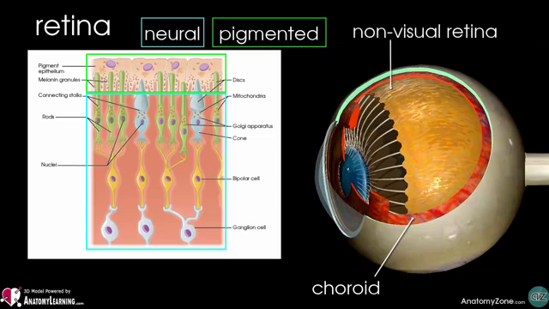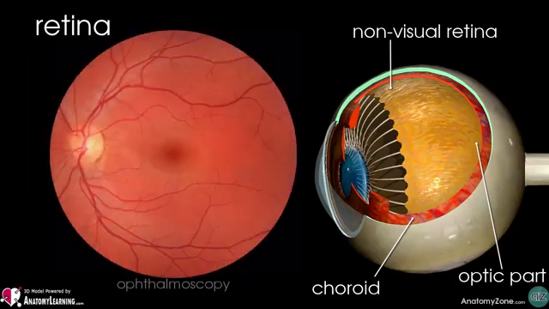Posteriorly and laterally, both layers of the retina are present. This is the optic part of the retina. The optic part of the retina can be viewed during ophthalmoscopy or fundoscopy.